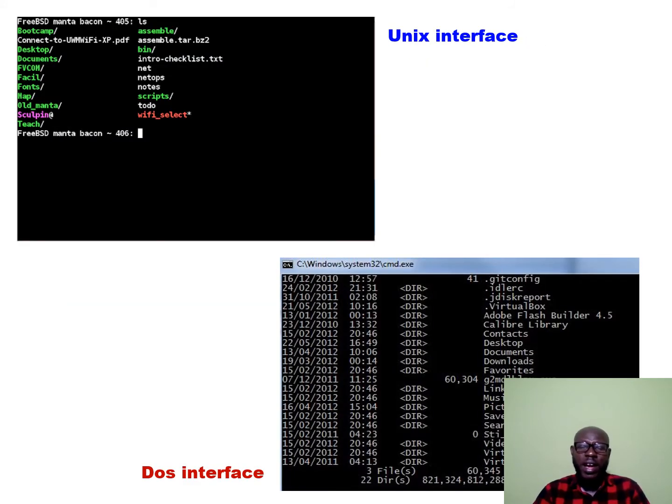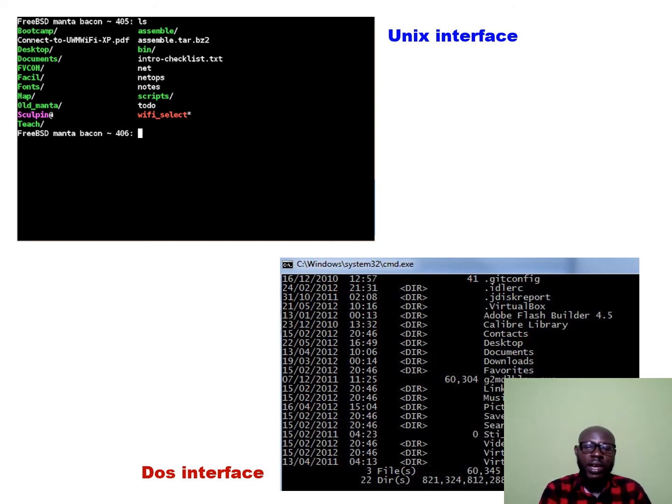Good, now we have an interface on the screen that becomes the Unix interface. As you can see the cursor over there, the Unix interface. So that is the mouse cursor over there.